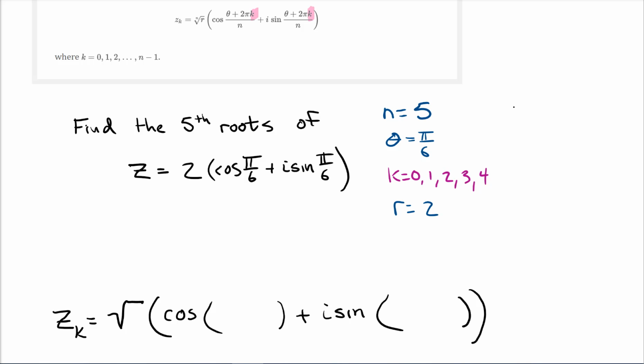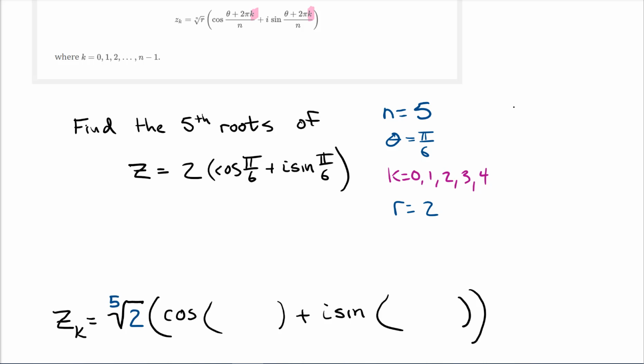So let's start plugging things into our formula. I look up here and it's r to the nth root. Well, our n is equal to 5, so it's the fifth root of, and our r is equal to 2. Cool, so we got that part taken care of, and that's going to stay. I know it's not a cool number. Don't punch that into your calculator yet. Just leave it: fifth root of 2.